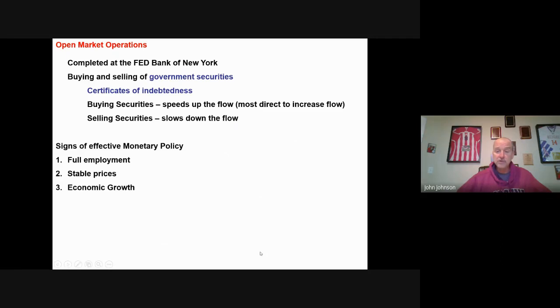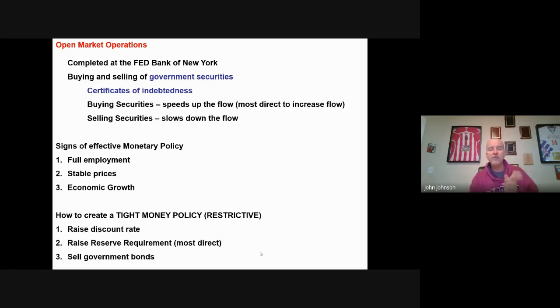So let me show you really quickly how one can create a tight monetary policy, tight money policy, a restrictive policy. And they could do one of 3 things.